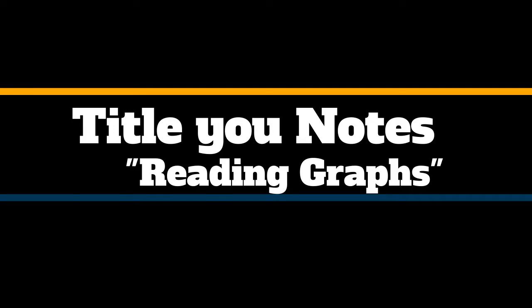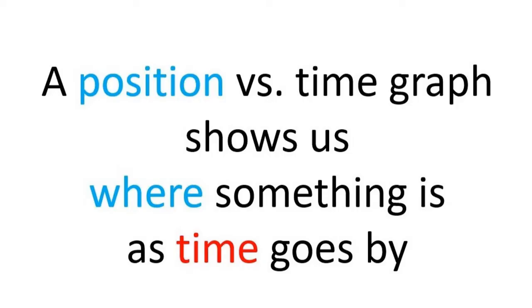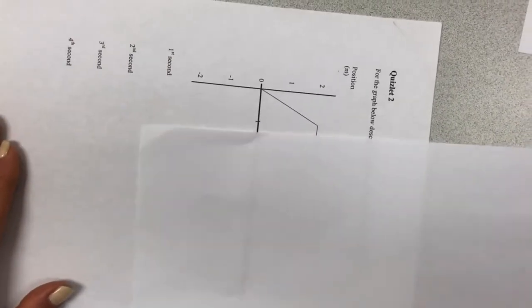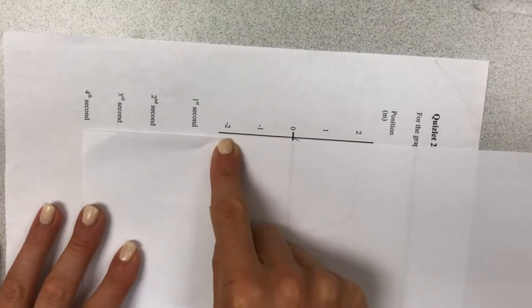We're going to start off with a little bit of review, and then we're going to jump into how to read a velocity versus time graph. Here we go. A position versus time graph shows us where something is as time goes by. Take out Quizlet 2 to take a look at this. So don't forget our trick that we do. We rotate the paper sideways. We put our paper here. And this is the position in the positive and the negative direction.